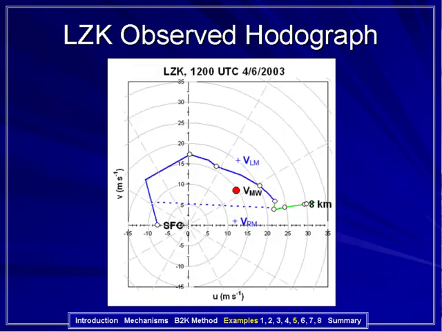The observed hodograph, 12Z from Little Rock, suggests that your right-moving supercells would move generally to the east and the left movers would move fairly rapidly to the northeast. And notice that there's quite a bit of shear, and there's also quite a bit of curvature here in the low levels, what we see right here.